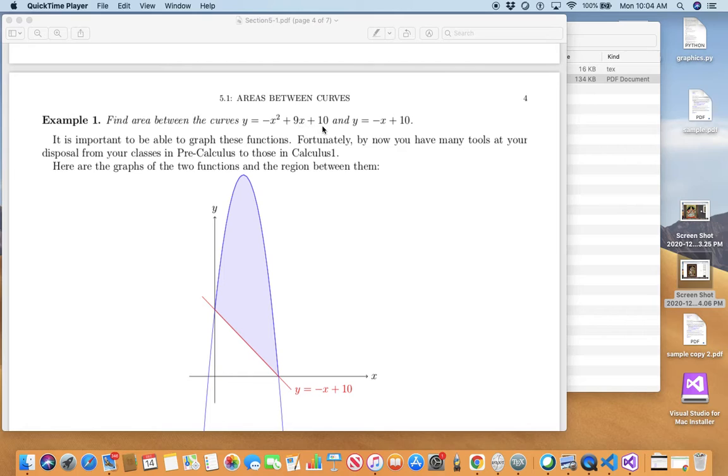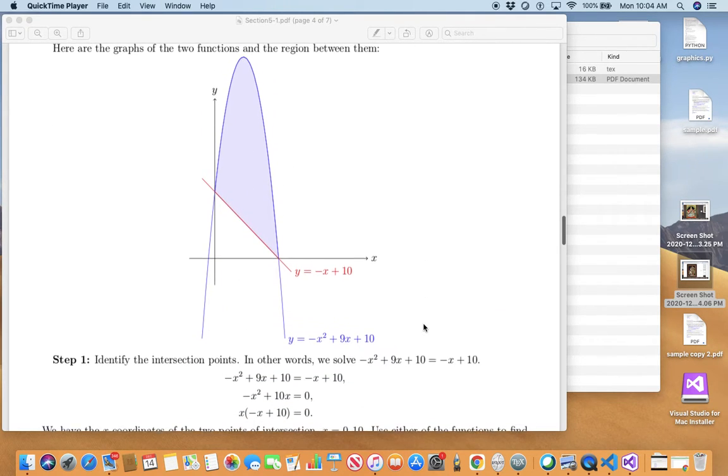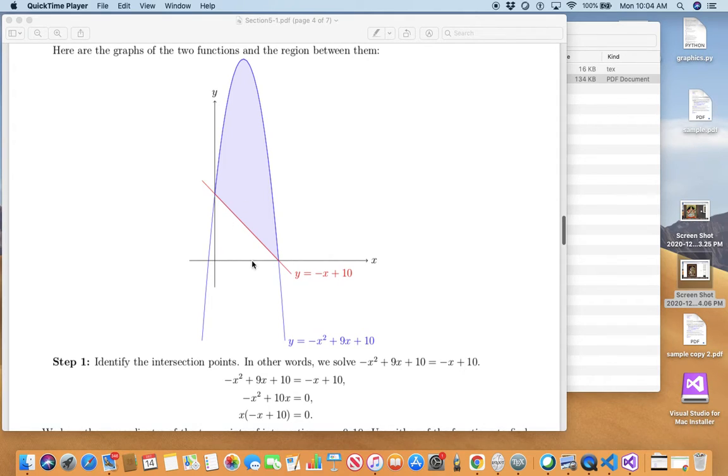The first graph is going to be a parabola because that's degree 2. The second one is going to be a line because that's a linear equation. So the first graph is this upside down parabola. The second graph is this line. All right. Now we need to identify the intersection points.